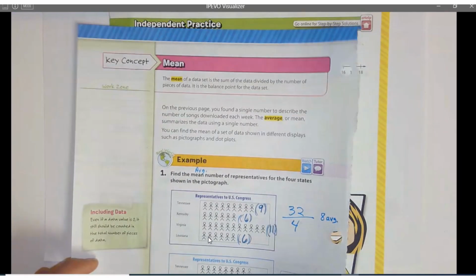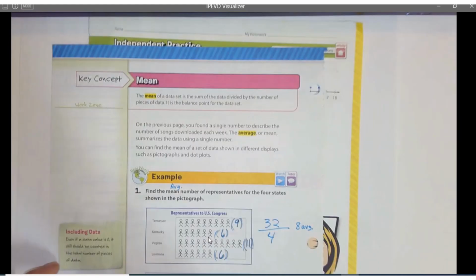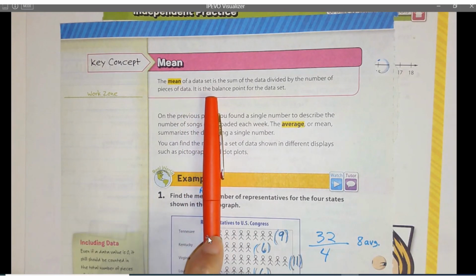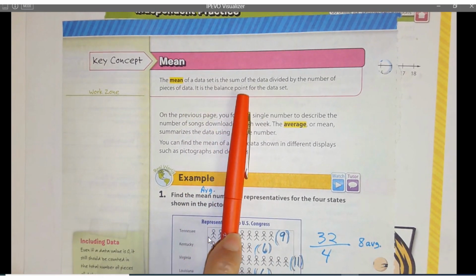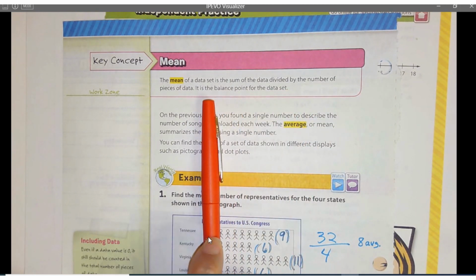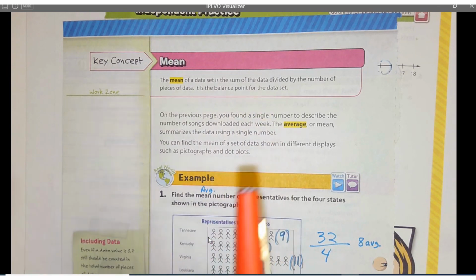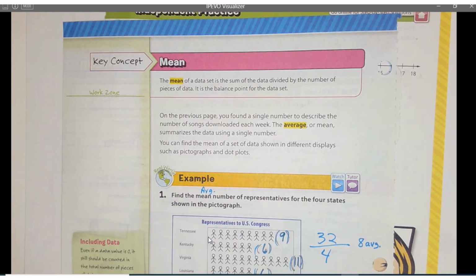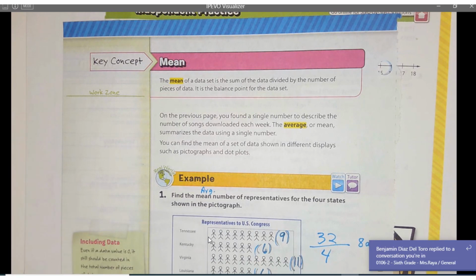So I'll show you this real quick here. We have the mean of a data set is the sum of the data divided by the number of pieces. It is the balance point for the data set. The balance meaning it's the middle, the average, okay? It's kind of like if you have somebody who is 6 foot and somebody who is 3 foot, and someone who is 5.5 or say 4.5 or 4. So you look for that middle medium, okay? You look for the little middle medium.